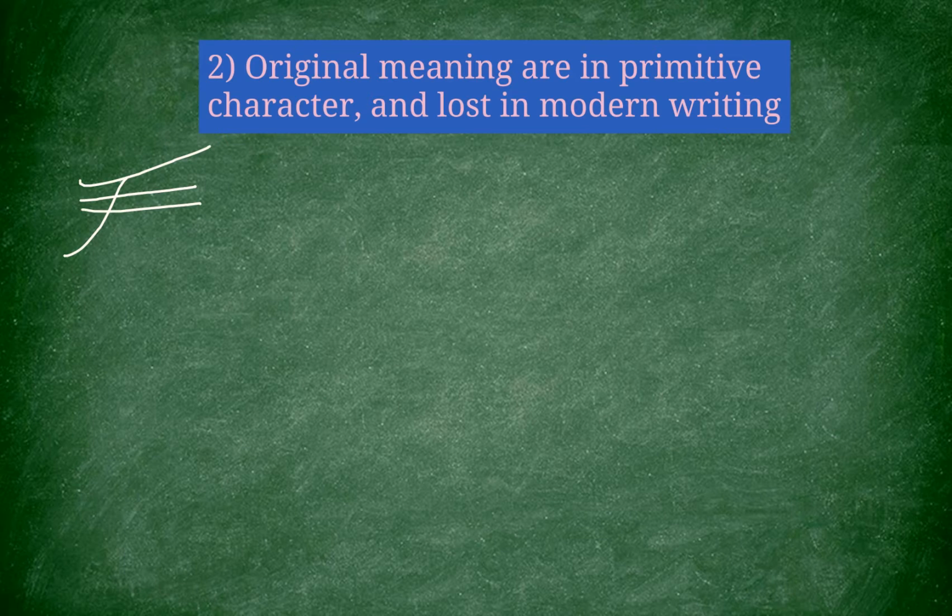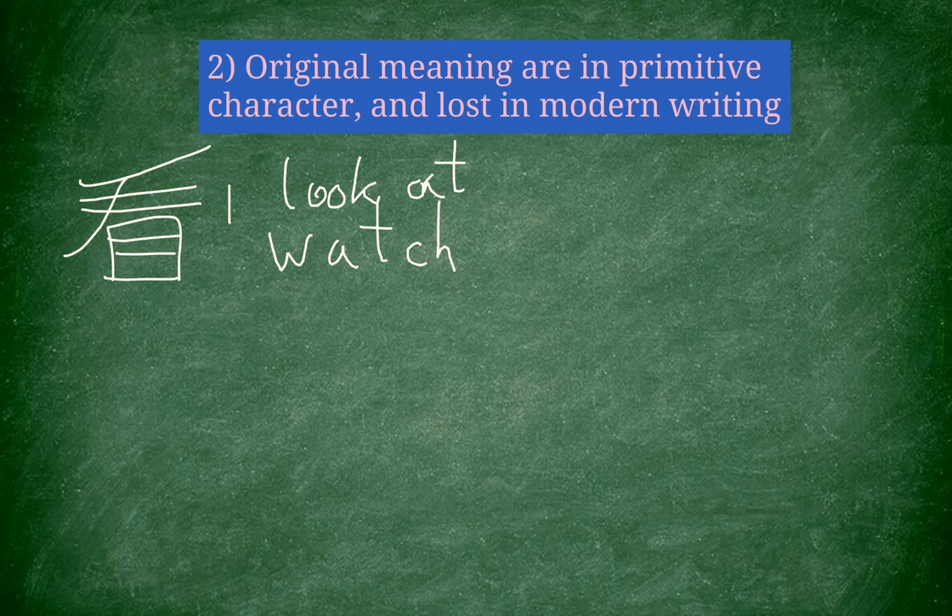So, first character. This character means to watch or look at, and it's a verb. The primitive character is actually this, and here this represents an eye, and it represents a hand.